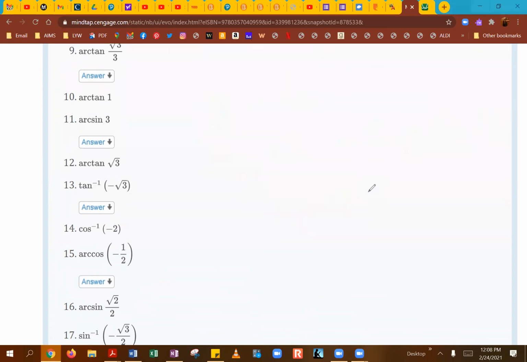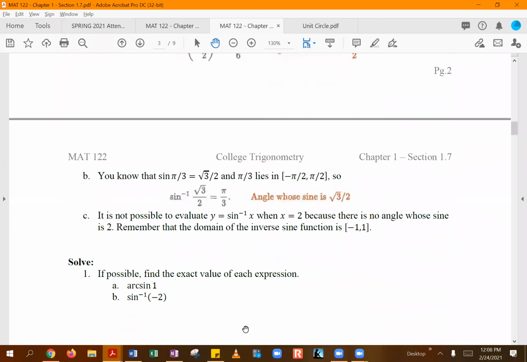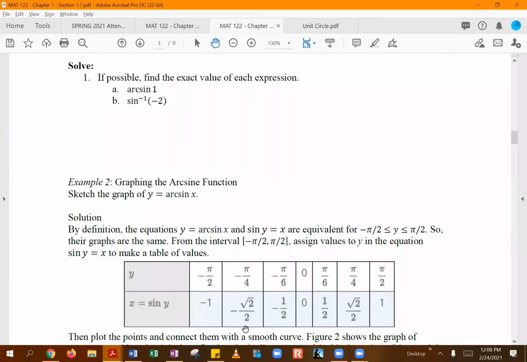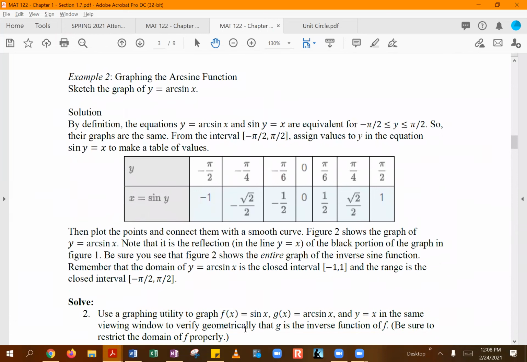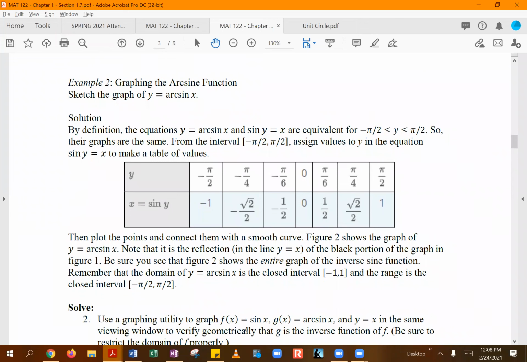Okay, so of course, you will have something similar when we're getting into our cosine function. You can look at some more examples here in your handout. We're actually getting into graphing your arc sine function. So you can see how, again, we use that relationship between arc sine and the sine function.